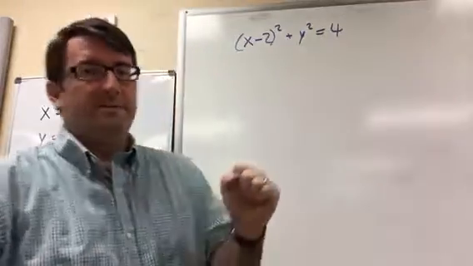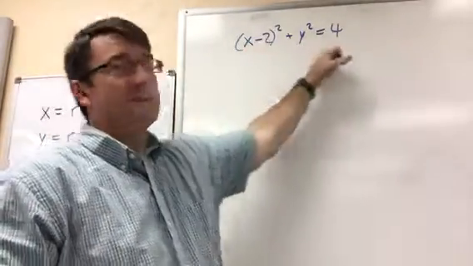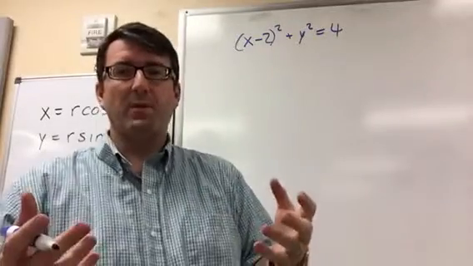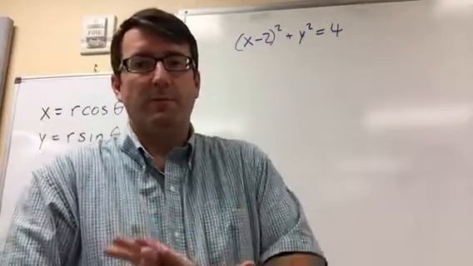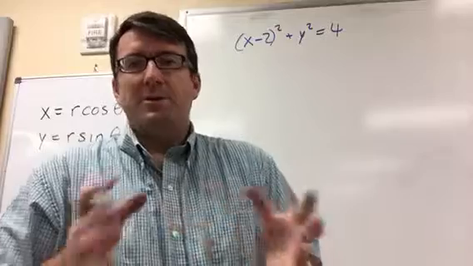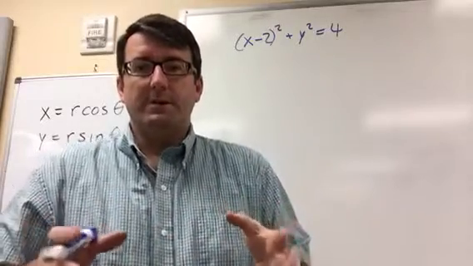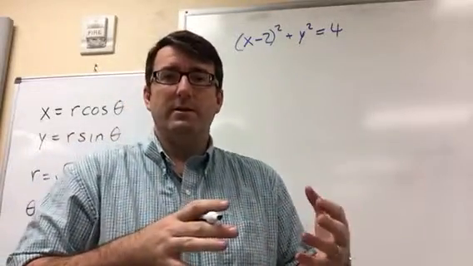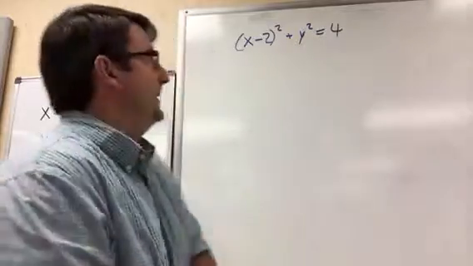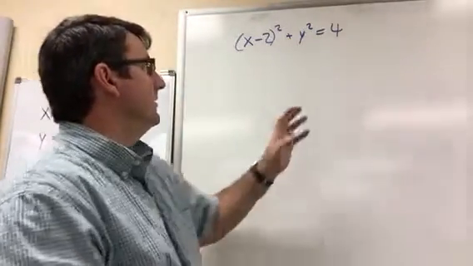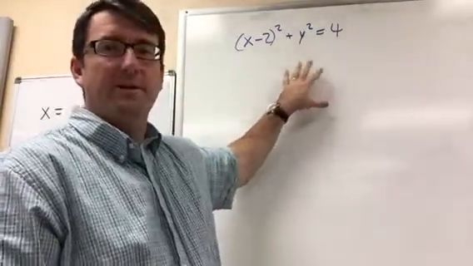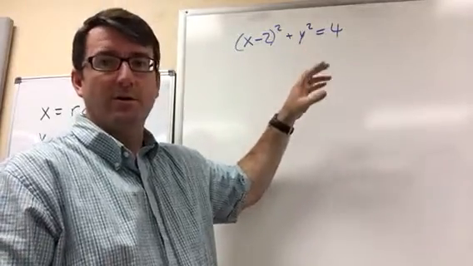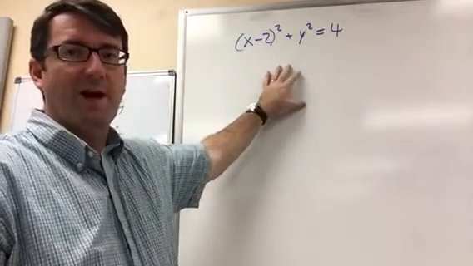Number 12 asks us to convert this equation from rectangular form to polar form. So I'm going to show you two ways to solve this. I'm going to start with the shortcut version. And the way to do this easier, quicker, is to start off by graphing this.